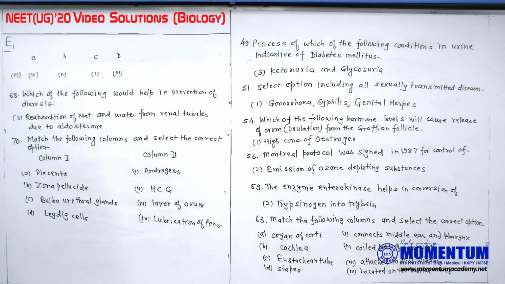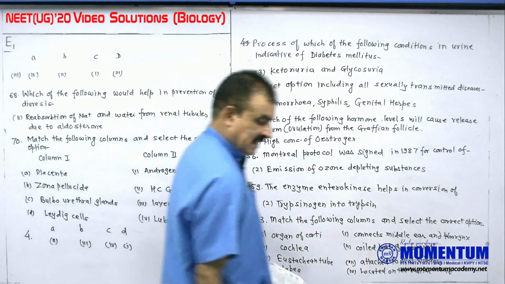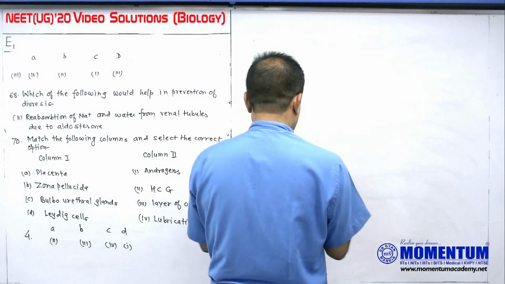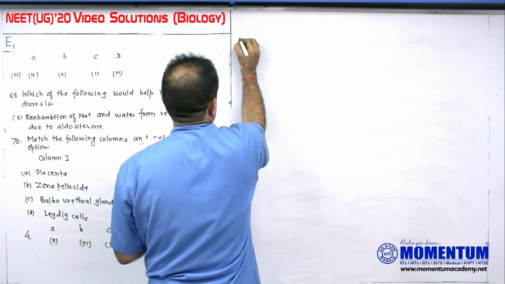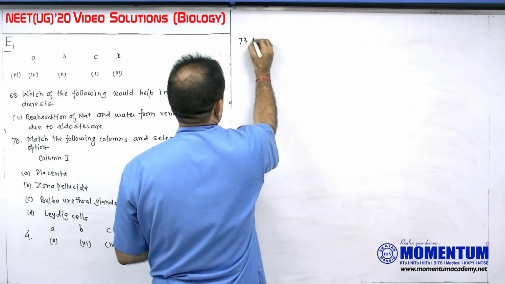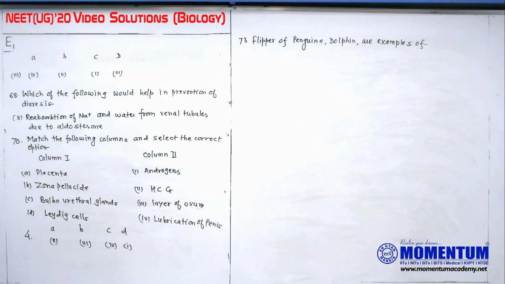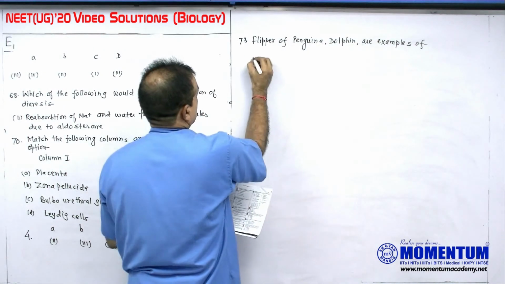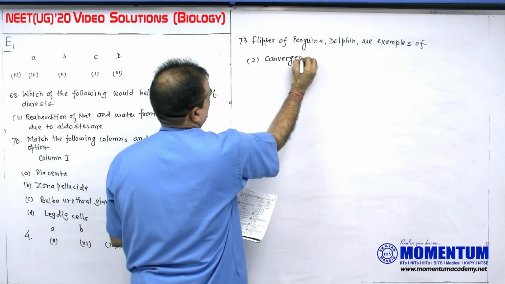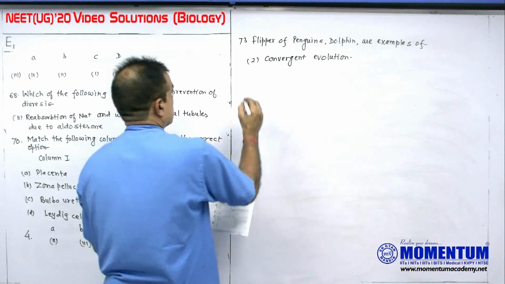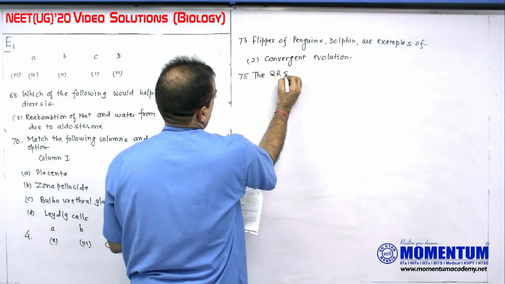Question number 70. Answer is 4. A, B, C, D: 2, 3, 4, 1. It is the correct option. Question number 73. Flippers of penguins and dolphins are examples of convergent evolution. The answer is 2. Convergent evolution.